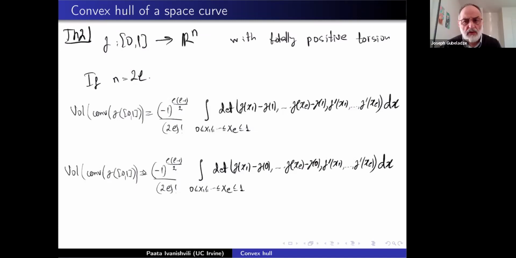And that trick allows you to recover the volumes for the convex hull. So here is theorem 2.